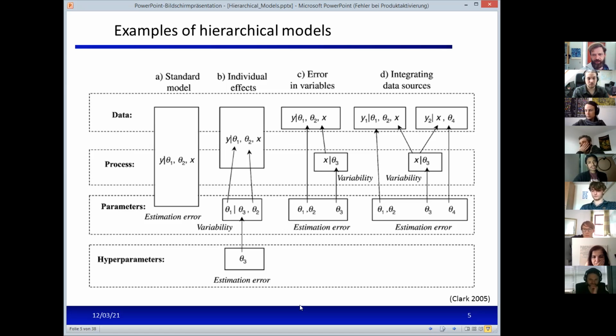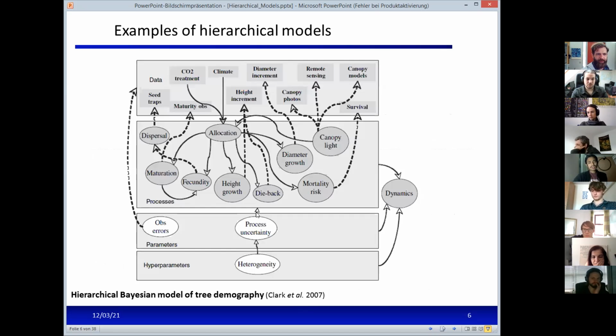Of course, these are quite simple examples of hierarchical models. One can push this quite a bit further. And here's one other example from a paper from Jim Clark, where they formulated a quite complex model to learn about tree demography and demographic processes in forest trees from a huge range of different types of data, representing a huge number of different processes in this one hierarchical statistical model.